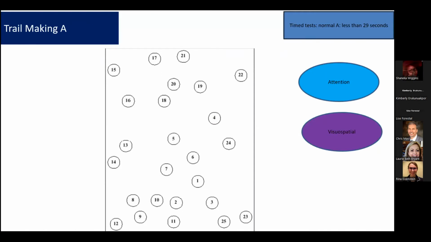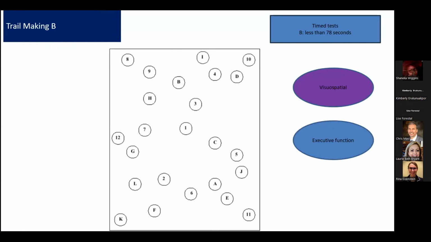This is the Trail Making A. You present the patient with this page, with all these numbers, and this is a timed test. You ask the patient to go from number 1 to number 2 to number 3, and you see how much time it takes them. What is normal is to do this in less than 29 seconds. This is a very good test for visual spatial function and for attention, okay?